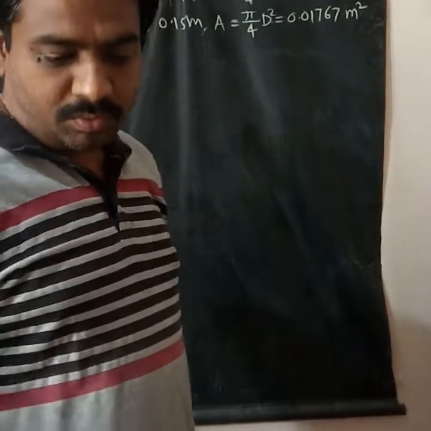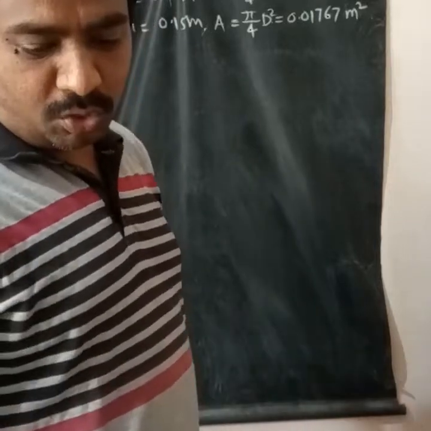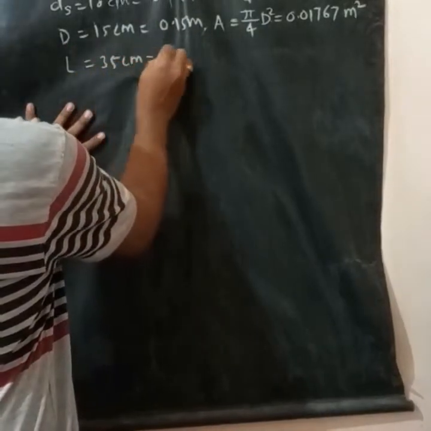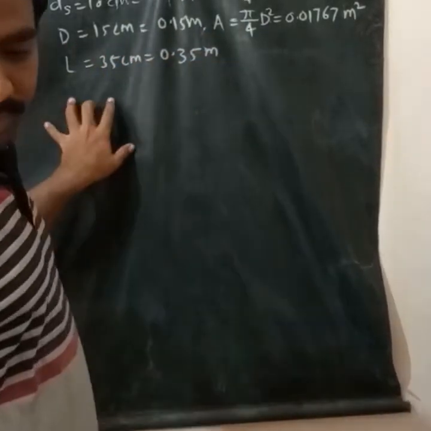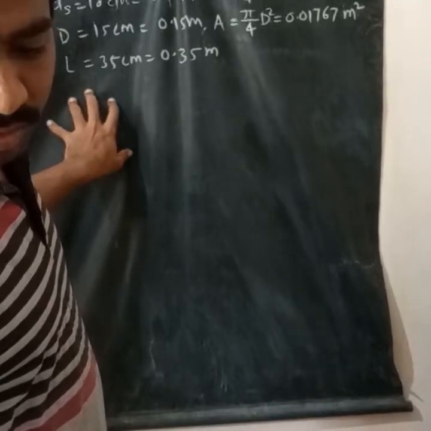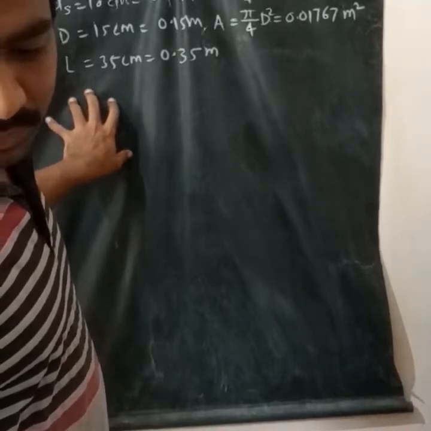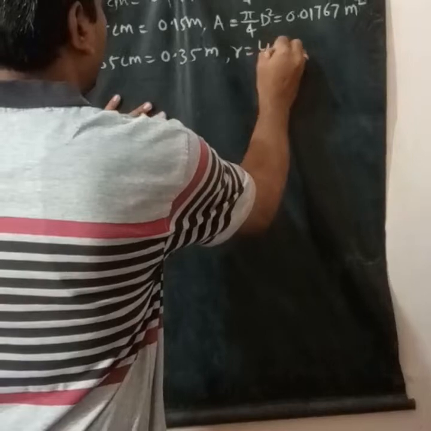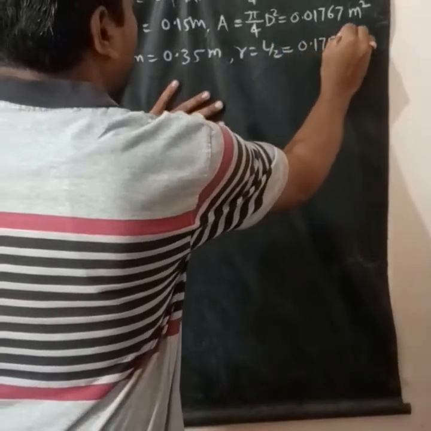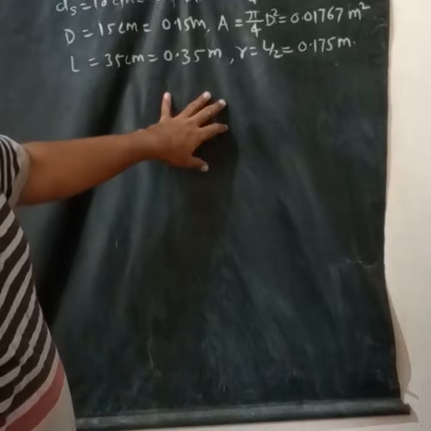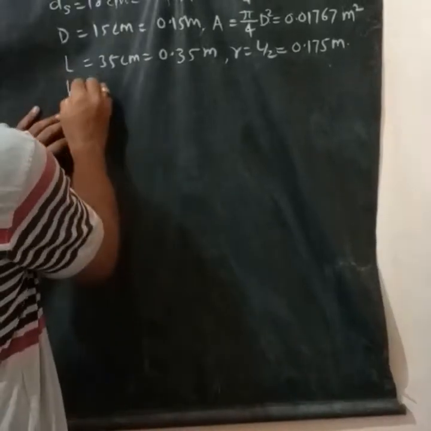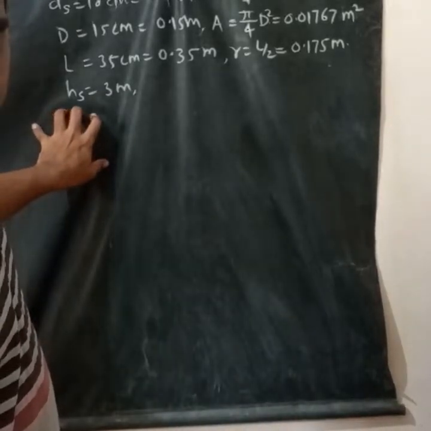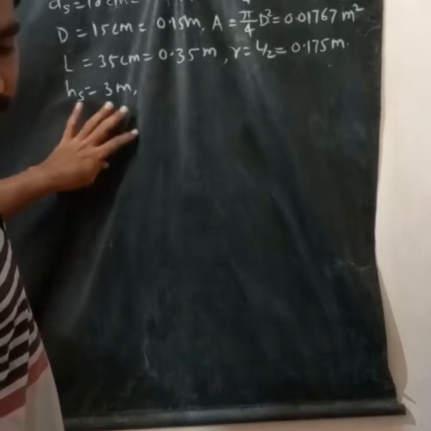So let's go for the next one. The stroke length is given as 35 centimeter, that is 0.35 meter. Then from it you can calculate the crank radius, r equals L by 2, that is equal to 0.175 meter. Now the suction head HS is given as 3 meter. There is a long list of data in this particular problem.